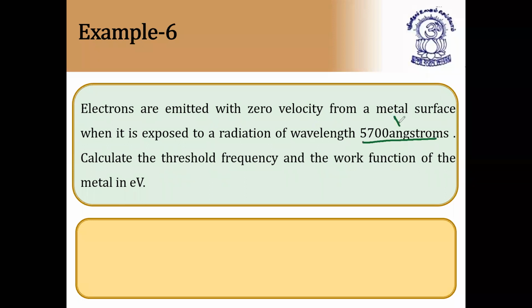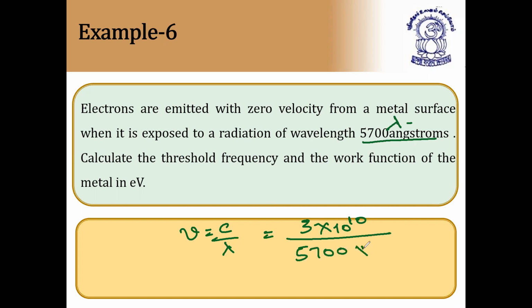Electrons are emitted with zero velocity from a metallic surface when it is exposed to radiation of a given wavelength. So from the wavelength we can find the frequency. So nu is equal to c by lambda, and that is equal to 3 into 10 to the power of 8. Sorry, 3 into 10 to the power of 10 we have to take here because they have given angstroms, divided by 5700 into 10 to the power of minus 8. One angstrom is 10 to the power of minus 8 centimeter. So 5700 into 10 to the power of minus 8. By substituting this, you will get the value of frequency.